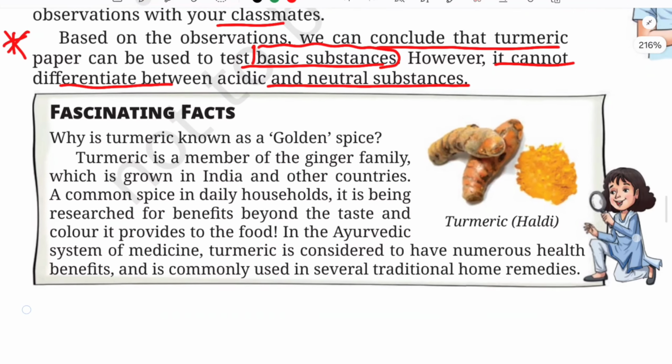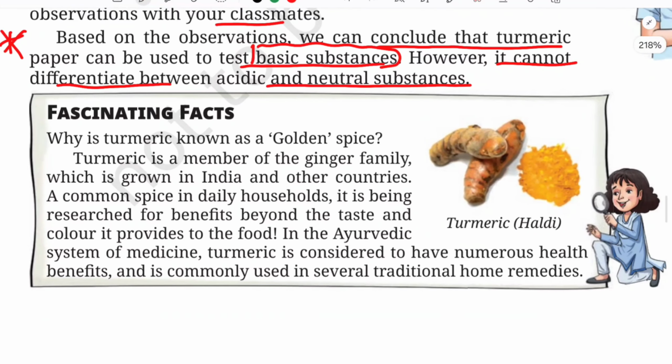So here there is a fascinating fact about this turmeric. Let us see. Why is turmeric known as the golden spice? Turmeric is a member of the ginger family. See, this turmeric is known as the golden spice. Why? We will come to know the reason, and I hope you know the reason also, isn't it?